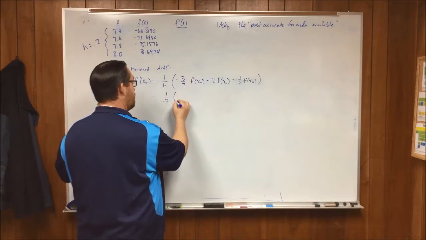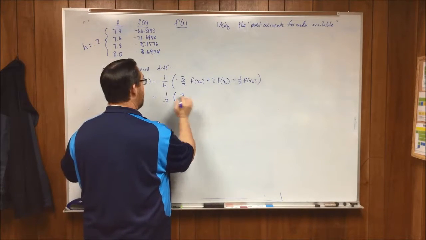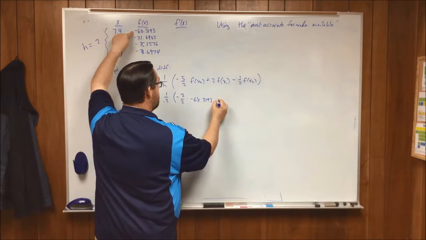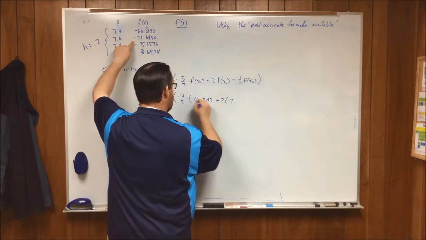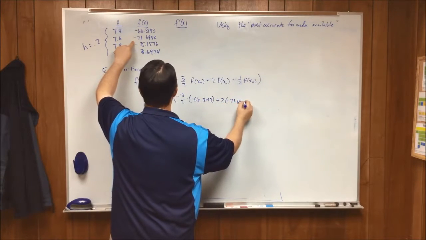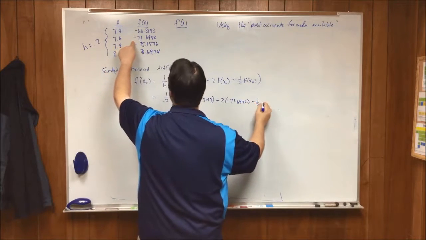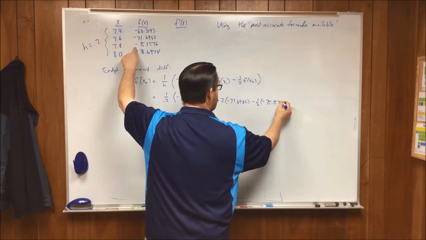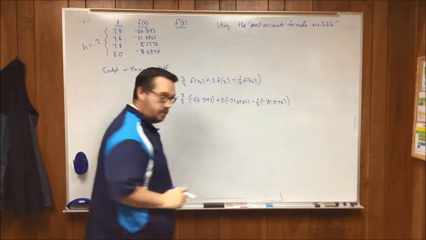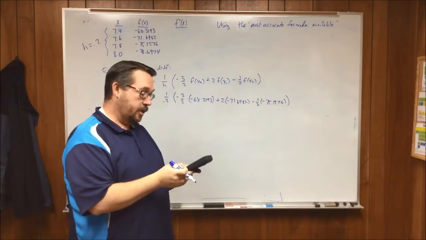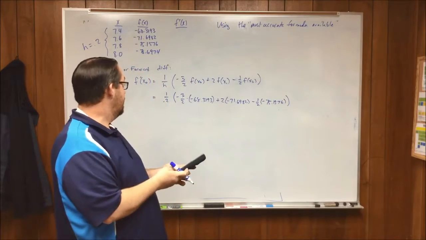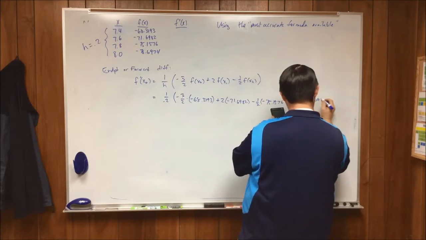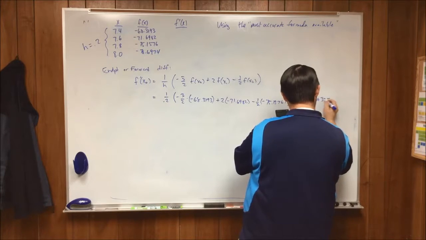1 over 0.2 times negative 3 halves times negative 68.3193 plus 2 times negative 71.6982 minus 1 half times negative 75.1576. And I'll go to my calculator. I'll probably cut this part out of the video and get straight to the answer, but it's negative 16.69325.